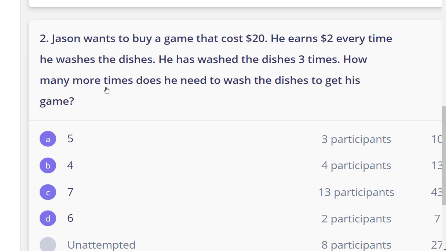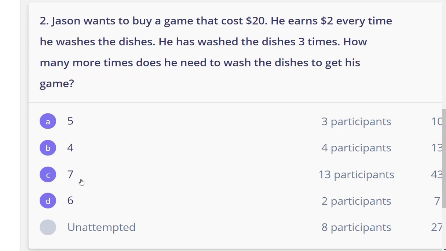And to answer the main question, how many more? He did it 3 times. So 10 minus 3 equals 7. So the final answer is 7, and the answer to the heading question is 10.